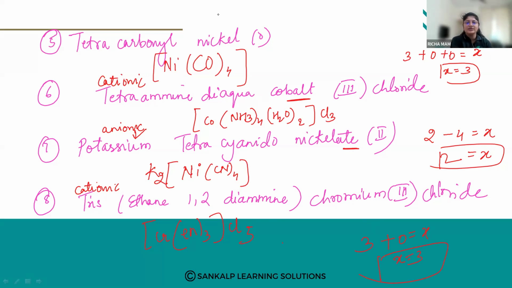So whenever you have a name, how will you recall the things? If it is ending with ATE, that means it is an anionic complex. So like that you have to remember all the things. Fine. Now next one. So next set of examples.